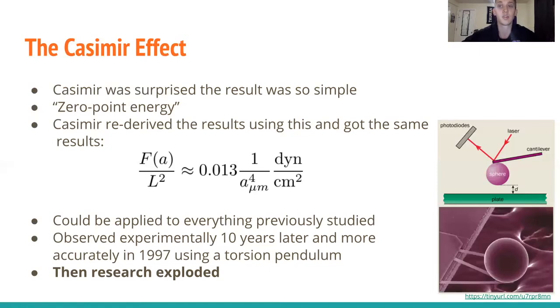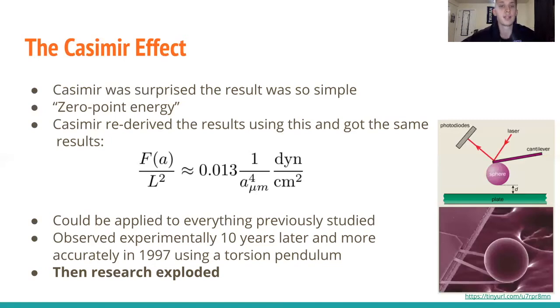So when Casimir rederived his results using this vacuum energy, he got the exact same thing, which you can see here. The force per area is some constants times 1 over the separation of the plates to the 4th, measured in micrometers. And a dyne is just a unit of force. So he got the exact same results by doing this long computation, and then he got the same thing using the zero-point energy, which is a much simpler approach. And after getting this, he also applied the zero-point energy approach to everything he previously studied with the two atoms and with the atom and the parallel plate, and they also got the same results.